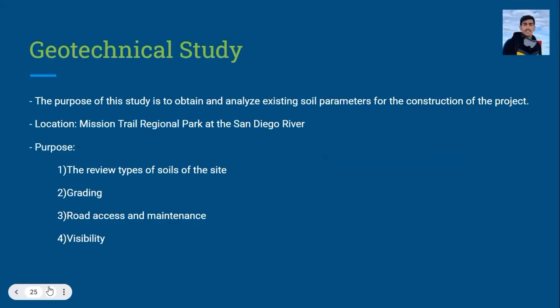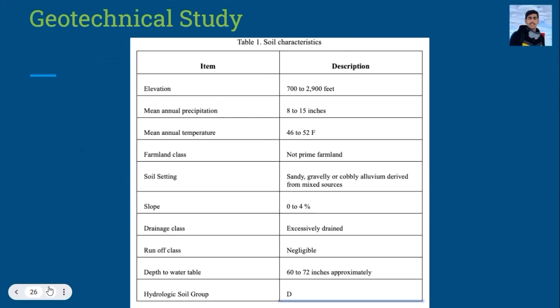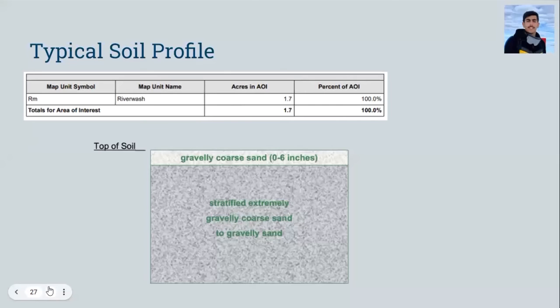And for the geotechnical study, the purpose of my part is to obtain and analyze existing soil parameters for the construction of the project. As my colleagues mentioned, the location is Mission Trails Regional Park at the San Diego River, and other purposes for my part are to review the types of soils of the site, grading, road access, and visibility. So here I showed the soil characteristics that will help us form this project. Also here I described the typical soil profile.